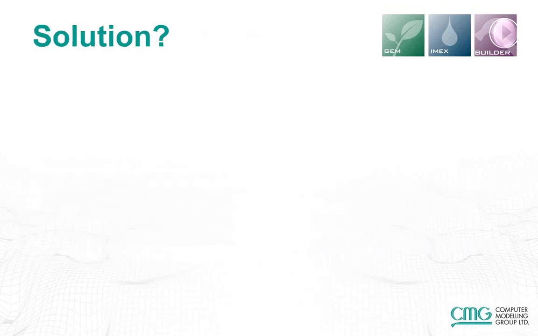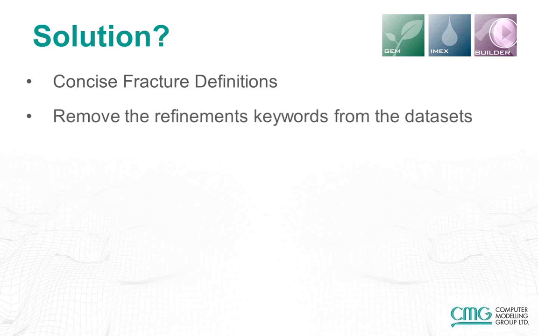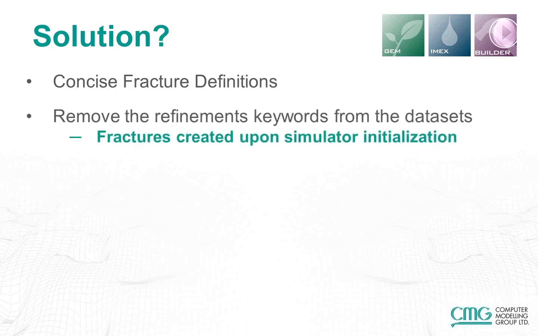So over the year, we have worked on reducing the file size and getting more concise fracture definitions. So this allows us to actually identify the different properties of the fracture, such as half-length or permeability, and have those definitions listed directly in the data set, as opposed to having several properties related to it. So what you'll see is also the refinement definitions will be removed from the data set, as well as some of the other properties that would have previously been generated. So this type of information will now be generated by the simulator upon simulator initialization. So this allows us to keep our data sets much smaller while still having the same information given to the simulator.